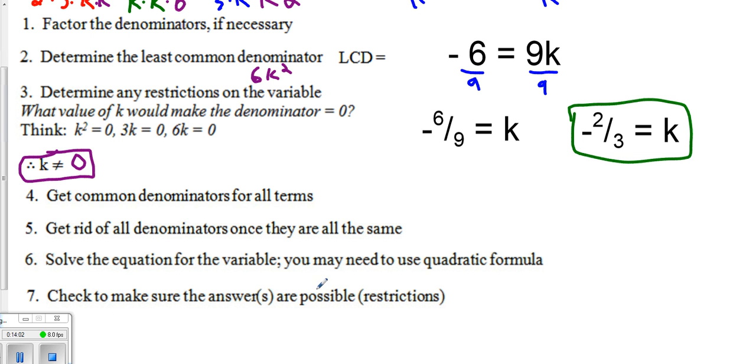Step number 7 though means we need to check and make sure that our answers work, that they are possible and they are not a restricted variable. So we have negative 2/3 equals k. It says that k cannot equal 0. Well, this isn't 0, so this one does work. That is how we would solve for k in this rational equation.